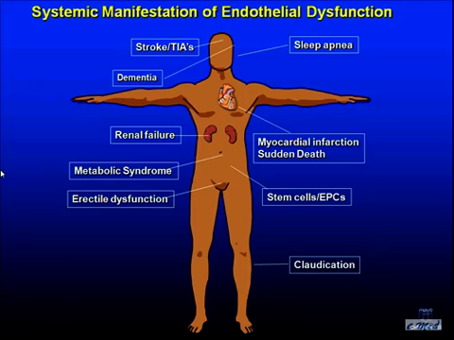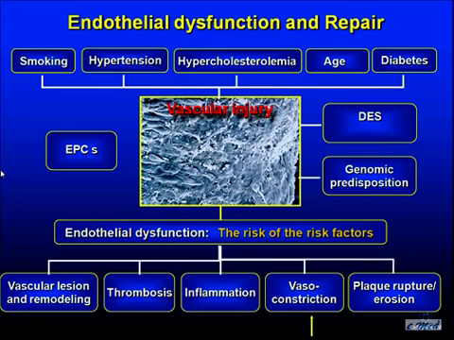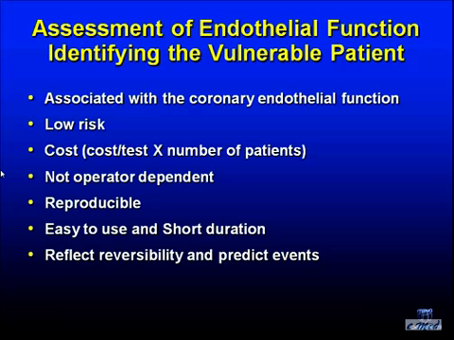It's a systemic disease, and it has multiple presentations, such as stroke associated with sleep apnea, vascular dementia, renal failure, erectile dysfunction, myocardial infarction, and claudication. So if you have injured endothelium somewhere in the body, this will result in this syndrome. And it can be regarded as the risk of the risk factors. And our job is to see if the ability of the vessel to dilate abnormally can actually give us a window to detect endothelial dysfunction and to be able to attenuate all this abnormal reaction.